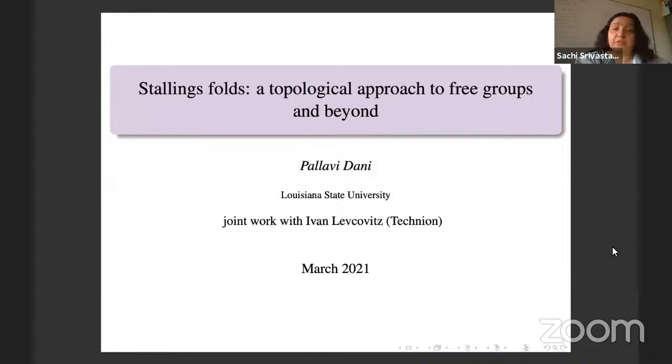Professor Dani has been the recipient of several prestigious grants and awards, including from the NSF and Simon Foundation. In 2016, she was awarded the Ruth Mishler Award by the Association for Women in Mathematics. Today, as you can see, she'll be speaking on Stallings folds, a topological approach to free groups and beyond. All yours, Pallavi. Please start.